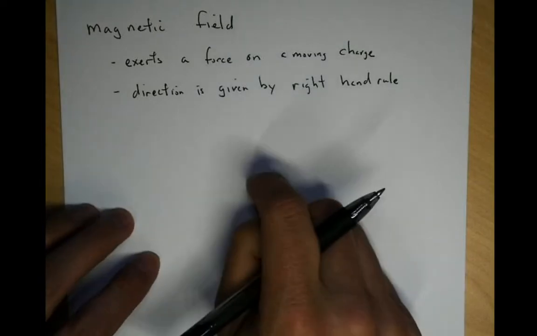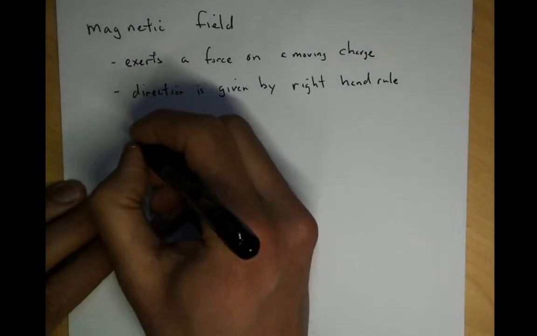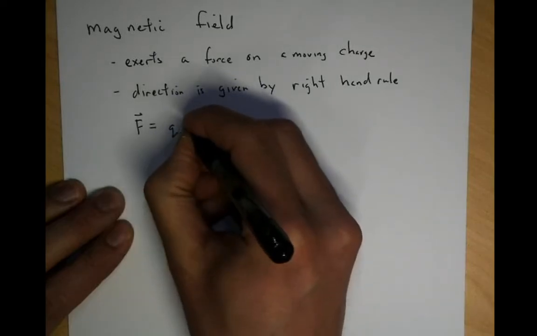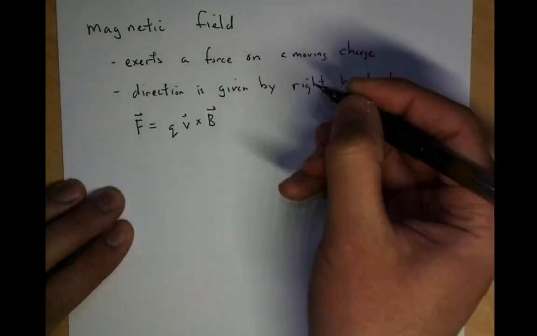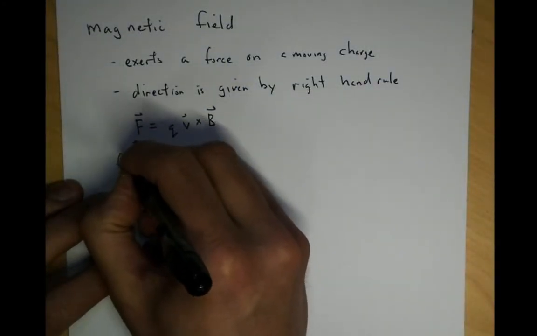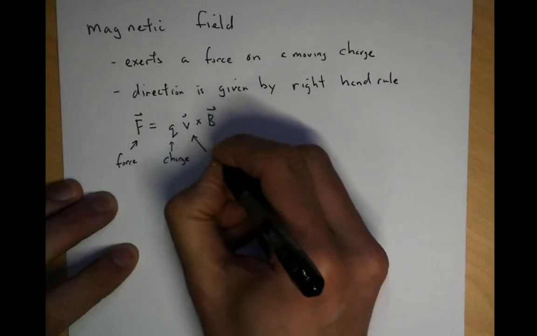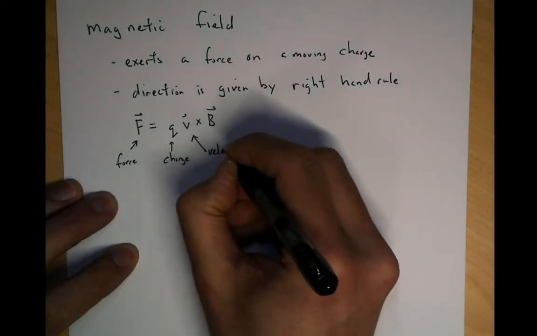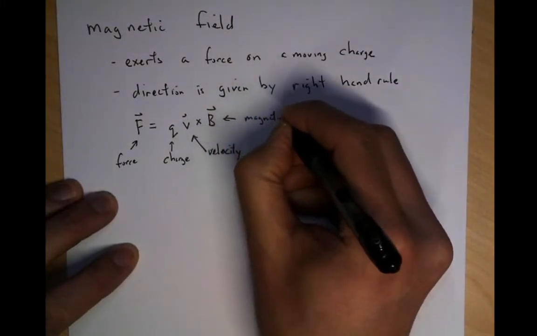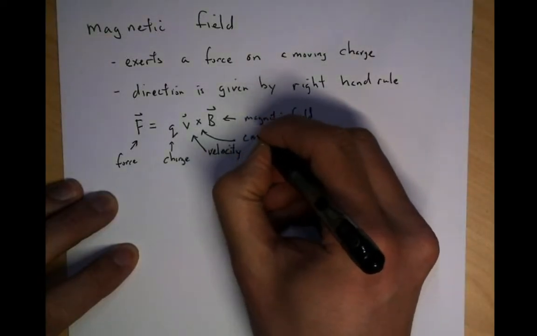I'll get back to that in just a second. First, in order to understand how this works, let's just start writing down what the force is. So the force is equal to Q V cross B. Let's put down everything. This is the force here. This is the charge. This is the velocity. And this is the magnetic field. And this funny thing here is the cross product.